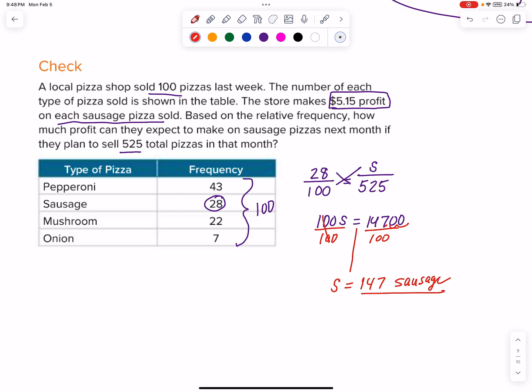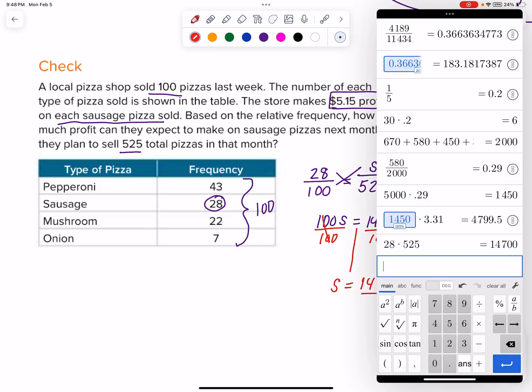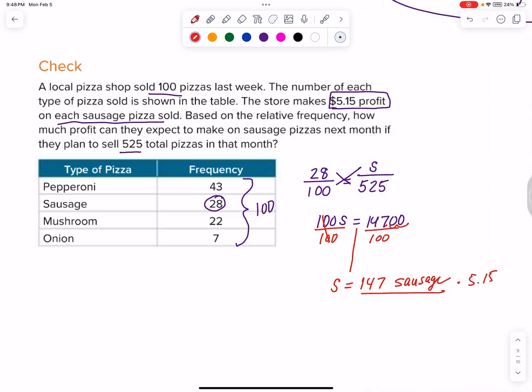They want to know how much profit, if they make $5.15 in profit, so let's multiply by 5.15. And let's see, 147 times 5.15, and we get $757.05.